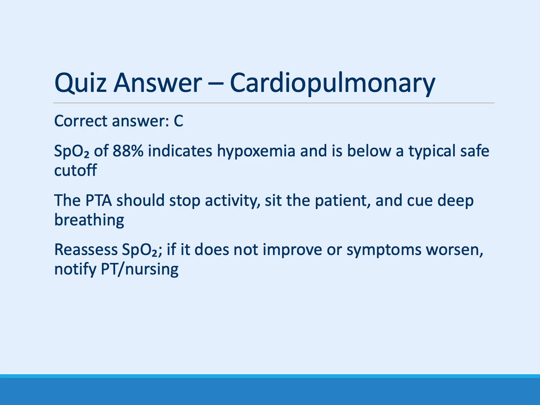So our correct answer here is C, and that's the one that tells us to stop the activity, seat the patient down, cue them on deep or pursed lip breathing, and monitor their SpO2, because a drop to 88% is an abnormal desaturation that we want to make sure we identify and adjust our response to exercise. The options that tell us to just continue activity unchanged aren't safe in this scenario because, again, SpO2 dropping below 90% says, hey, we've got to do something here.